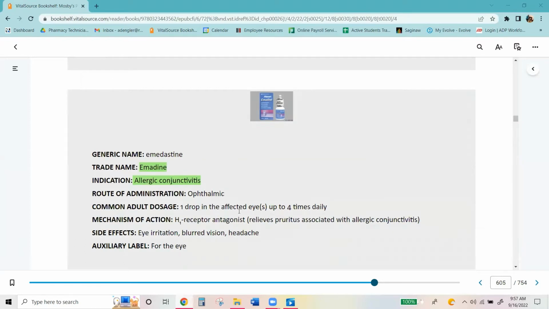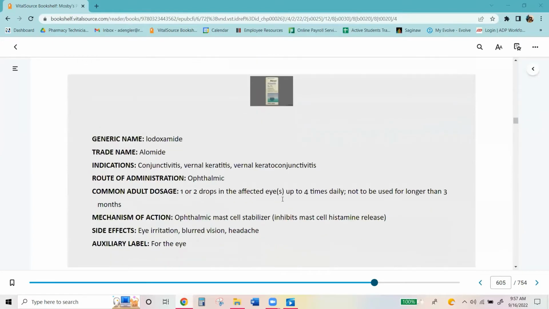So the medication Emadine is indicated for allergic conjunctivitis, and that is an eye drop. We have Alomide, which is used for conjunctivitis, vernal keratitis, and vernal keratoconjunctivitis.